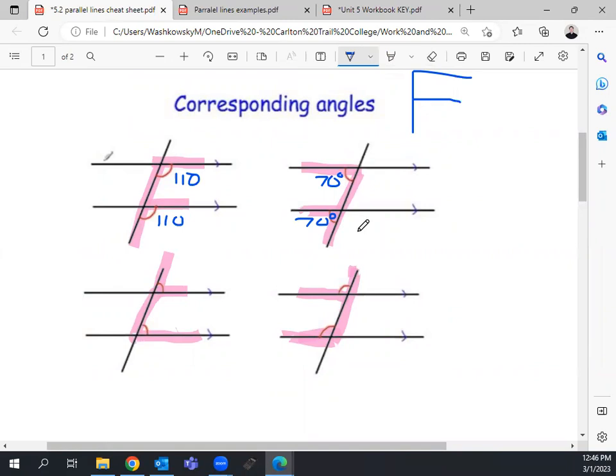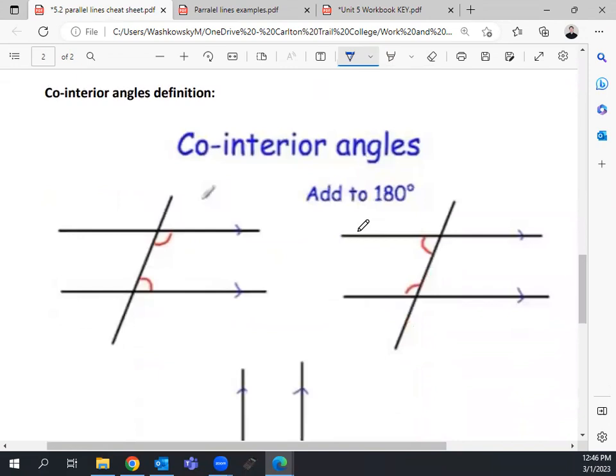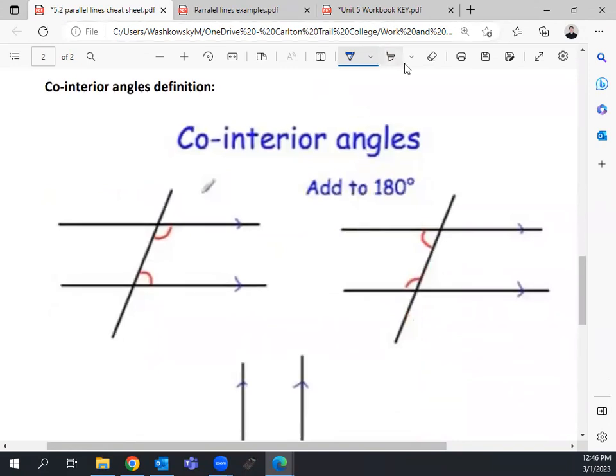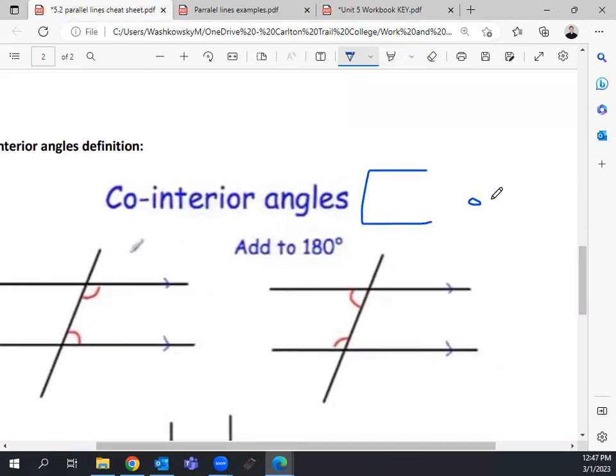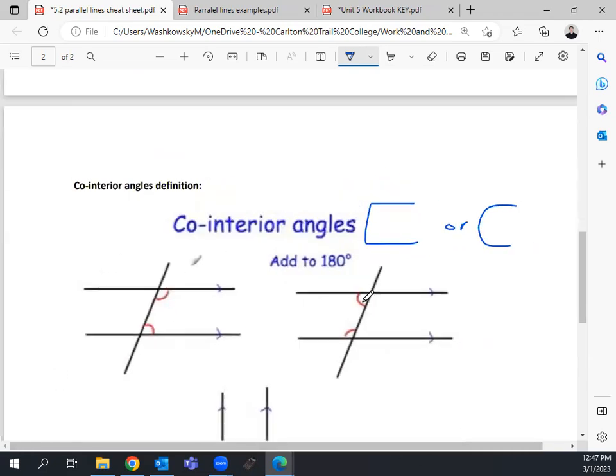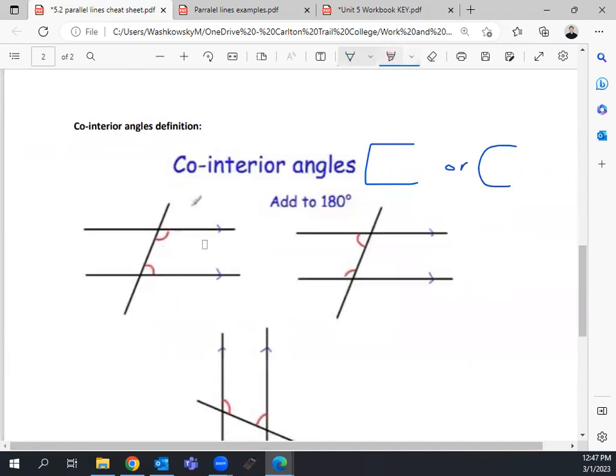Okay, so I'm going to go down to the next page. Everyone has that? No one's saying no. All right, so co-interior angles. What we're looking for here is a C, specifically a weird squared one. So you can put kind of whatever you'd like here, but it's a C. That's what we're looking for. I'll go into the definition in a second.